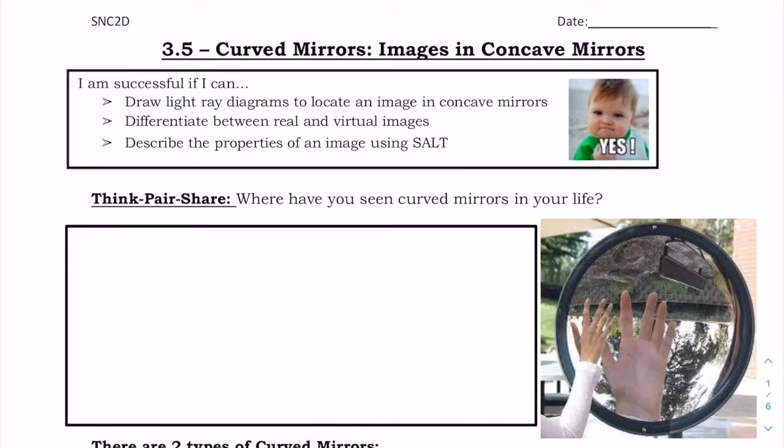In Lesson 5, we're going to look at forming images in curved mirrors, but specifically images in a type of curved mirror called a concave mirror. Our goals for this lesson will be to use light ray diagrams to locate images in concave mirrors, then tell the difference between real and virtual images, and finally describe the properties of these images using the SALT acronym.